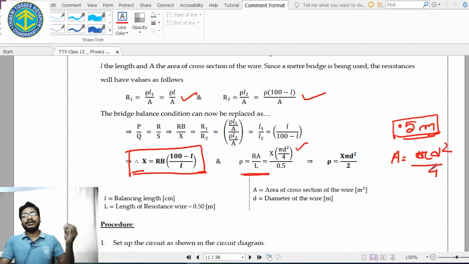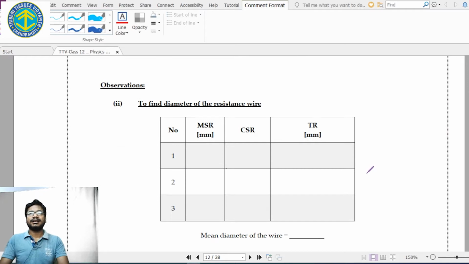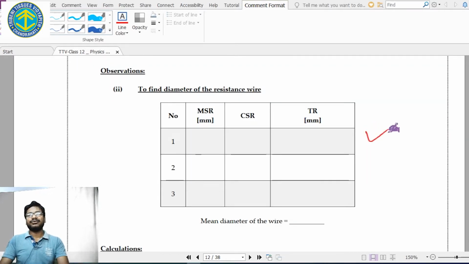Okay, now the diameter I have to find out by a screw gauge. So there should be another table. So what is the table? This is the table, and we have to find out the diameter of the wire by filling up this form, this table. So we will fill up the main scale reading. For a wire, in most cases the main scale reading will be 0.